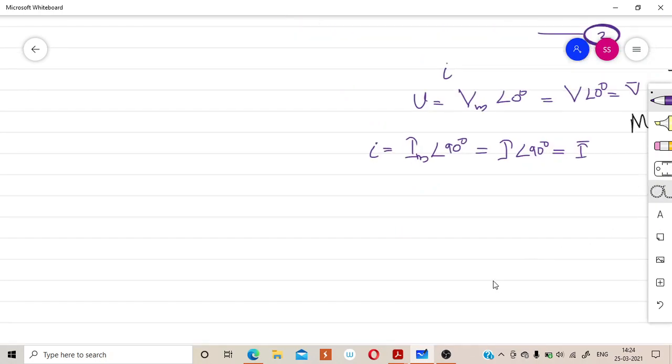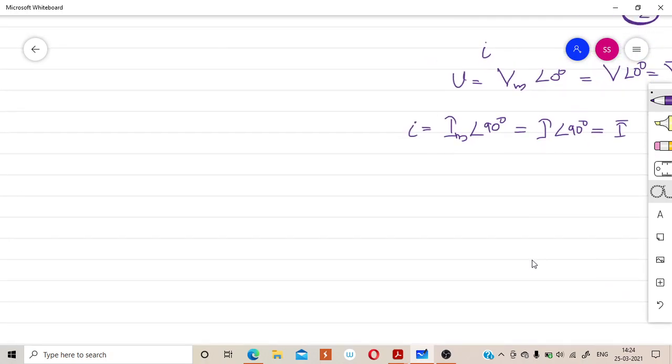So you draw the phasor diagram. I'm taking V as my reference, reference meaning coinciding with the x-axis. So this is my V phasor. The I phasor will be at plus 90 degree, 90 degree leading. So this will be like this. This will be the I phasor, 90 degree leading.